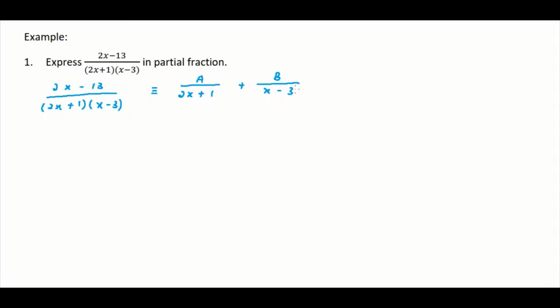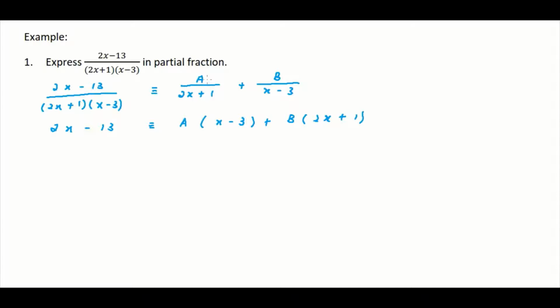So how are we going to do that? Let's try to change the whole equation into an equation without a denominator, because that will help us solve the equation much more easily. So for the whole thing, I will multiply by 2x plus 1 and x minus 3 so that I can eliminate the denominator part. What I will be left with is 2x minus 13 equals A times x minus 3 plus B times 2x plus 1. Okay, I hope that you are with me.